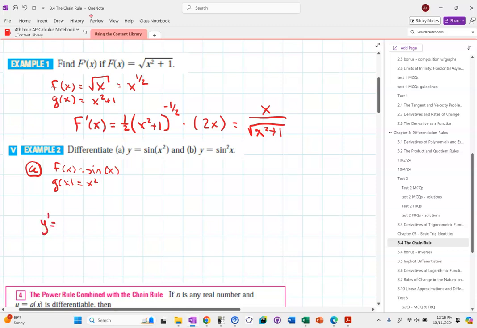So the derivative of our outer, what's the derivative of sine? Cosine. And then we still have the inner inside. And then times the derivative of the inner, which is 2x. And there you could stop. If you wanted to clean that up, there's not really much cleanup to do, right?